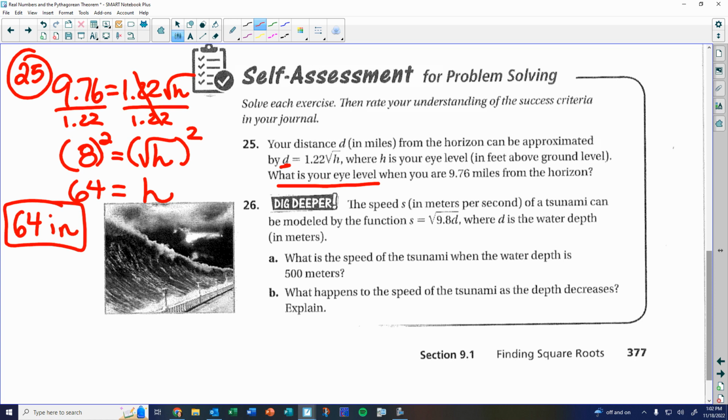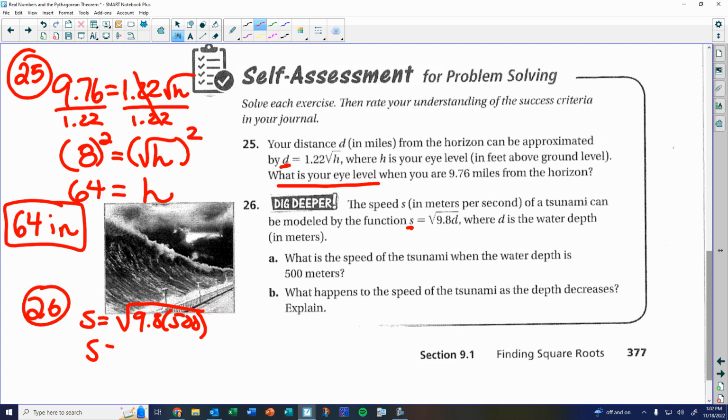All right. Now, the next one where it says dig deeper, says the speed of a tsunami, that's in meters per second, can be modeled by this function right here. And d is the water depth. So for A, it asks, what is the speed of the tsunami when the water depth is 500? So we're looking to solve for S. So that 500 is d, right? So for 26, S equals the square root of 9.8 times 500.